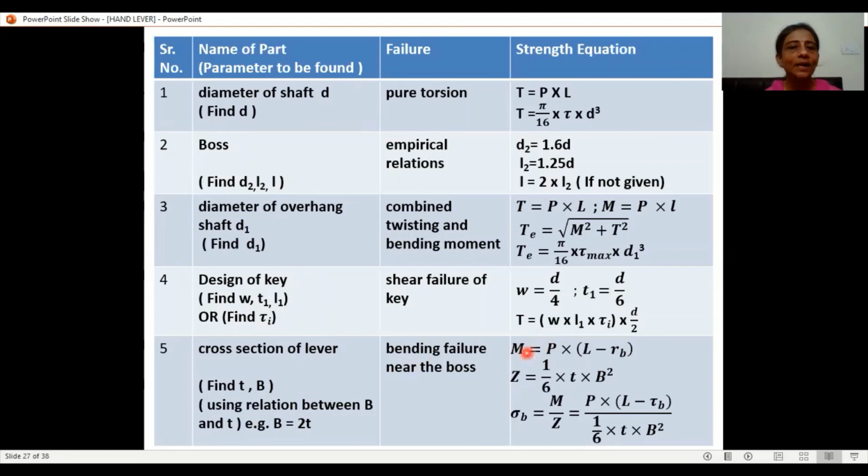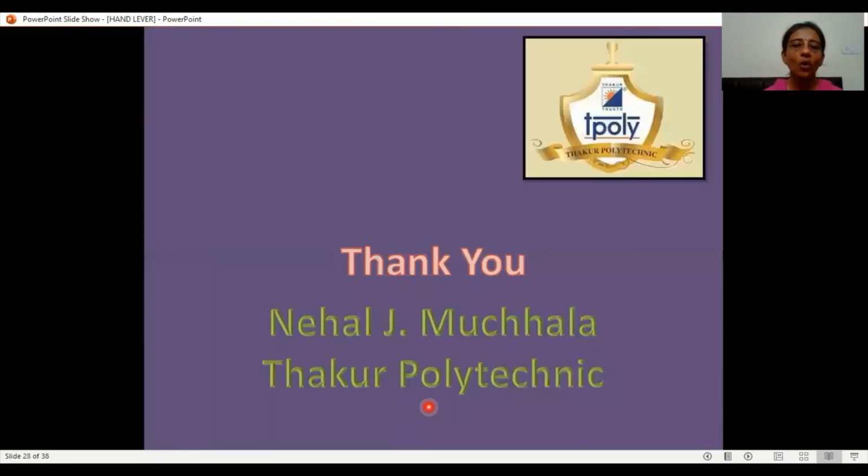So using this equation of bending moment and section modulus, when we use the equation sigma b equal to M upon Z, and some relationship between breadth and thickness, we will be able to find first the thickness of the lever, and then we can find the breadth of the lever. So that was the design procedure of the hand lever.